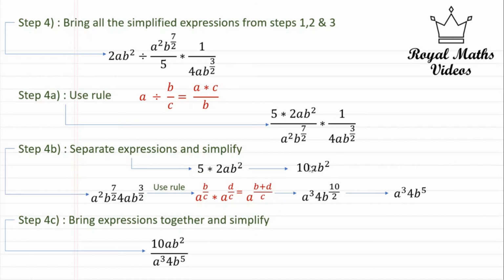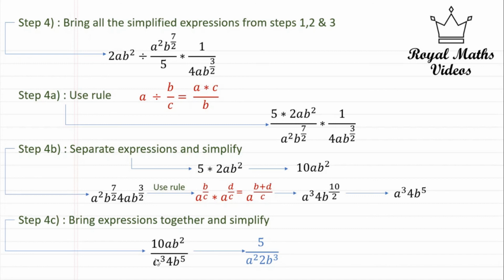So here we have the 10ab squared over a cubed times 4 times b to the power of 5. Now what we can do here is simplify this even further. To do this as in fractions, we divide everything together. So 10 and 4 we can each divide by 2, so the 10 becomes a 5 and the 4 becomes a 2. And now over here, this is the a to the 1 here, so we can get rid of this and subtract it from here.